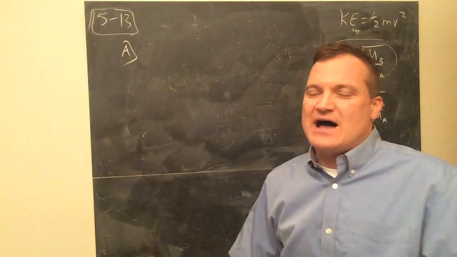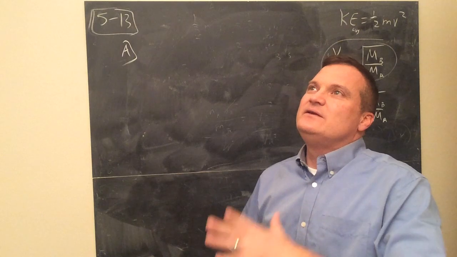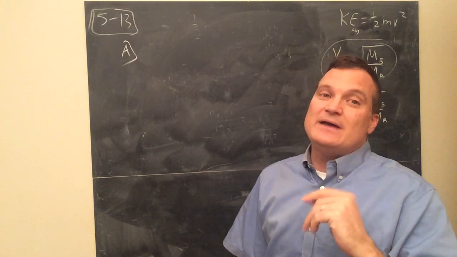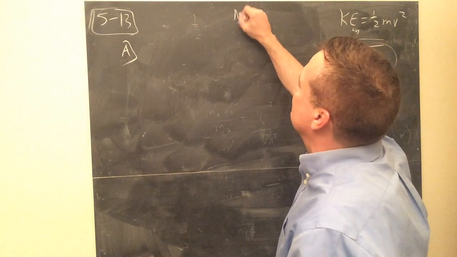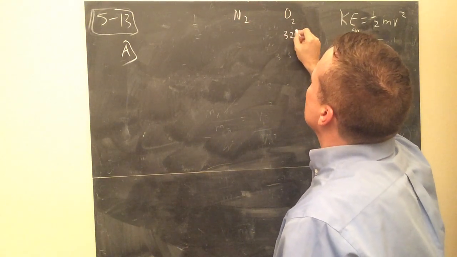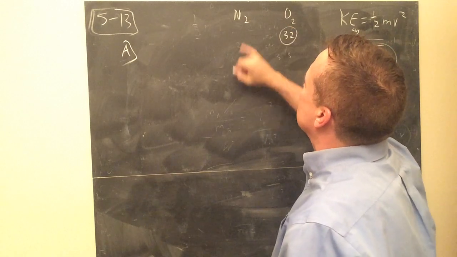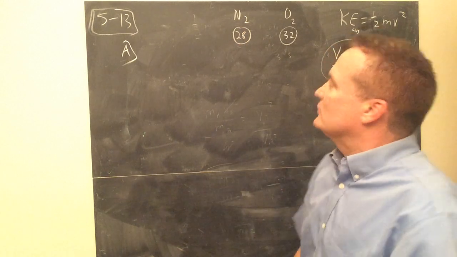They're moving at a higher velocity. So in the room right now, wherever you are, the most abundant gas in the room is nitrogen. 80% of the air is nitrogen, and about 20% is oxygen. 32 is the mass of oxygen molecules, and nitrogen is 28. So the nitrogen are smaller.